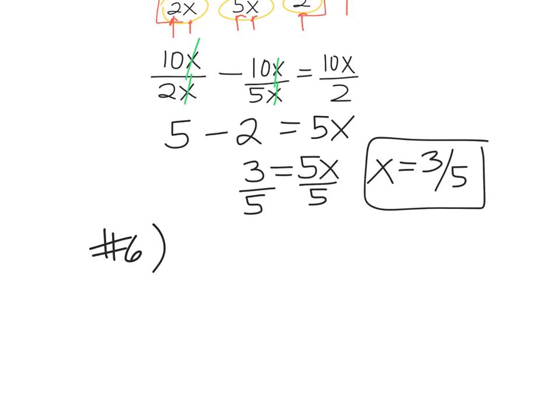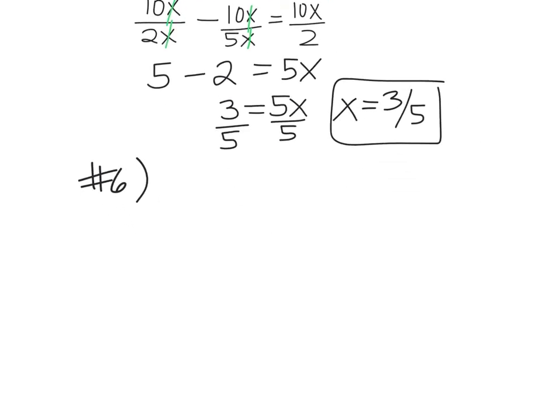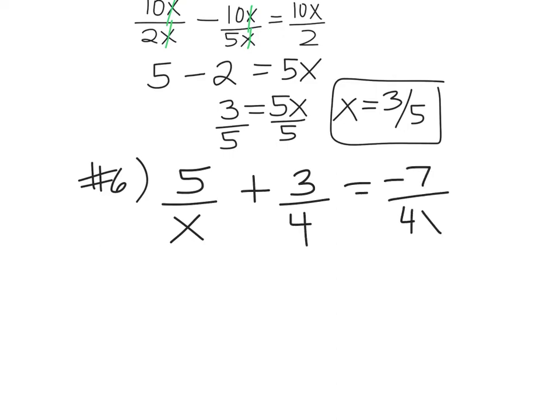Number 6. All right, same idea, same kind of thing. Here we go. We've got 5 over x plus 3/4 is equal to negative 7 over 4x.